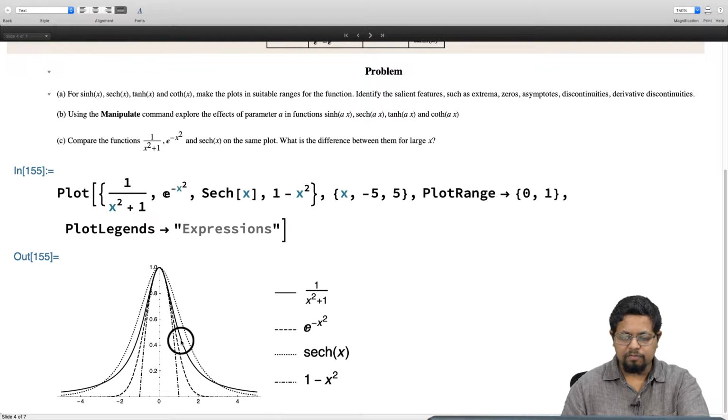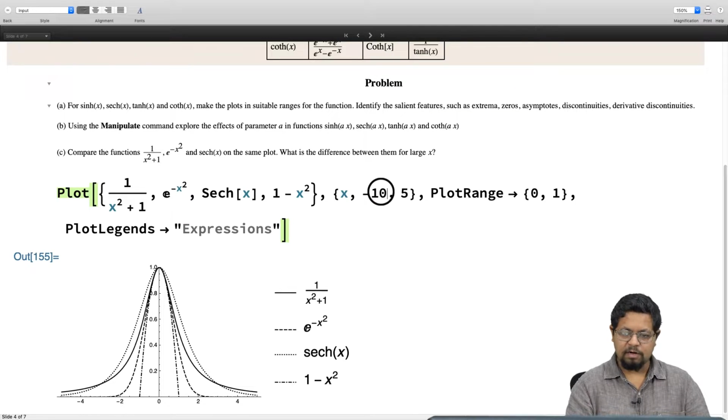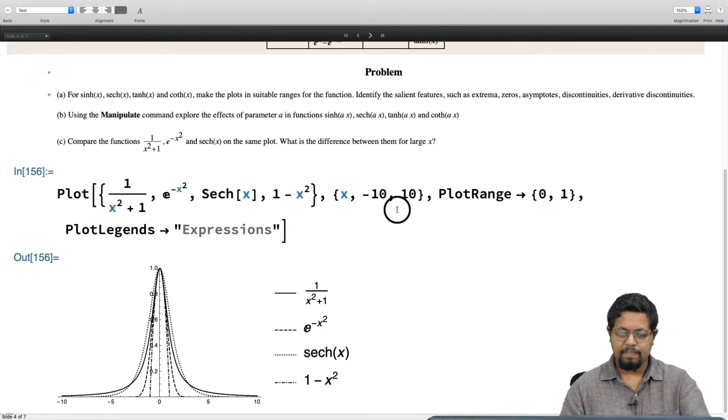The Lorentzian appears to fall off faster than secant hyperbolic, but eventually secant hyperbolic takes over and falls off faster than Lorentzian. You can increase the range further and verify that secant hyperbolic, represented by the dotted line, is falling off faster than the Lorentzian. The reason is simply because secant hyperbolic goes like e to the power minus x for large x, while Lorentzian goes like 1 over x square for large x, and exponential falls off faster than 1 over x square. Gaussian goes like e to the power minus x square, so it falls off faster than e to the power minus x, and that is why the Gaussian function dies off the fastest among all of these curves.